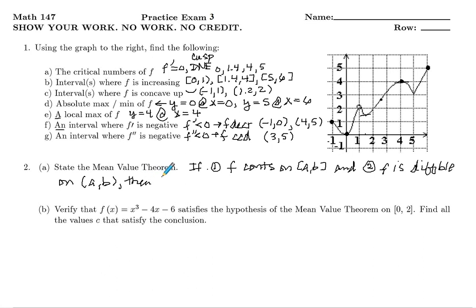Then there is a c in the open interval (a, b) with f prime at c, the slope of the tangent, equal to the slope of the secant line. And the secant line has slope f of b minus f of a over b minus a. And in part B here, we're going to verify that our function satisfies the hypothesis of the mean value theorem and then find all the values that satisfy the conclusion.